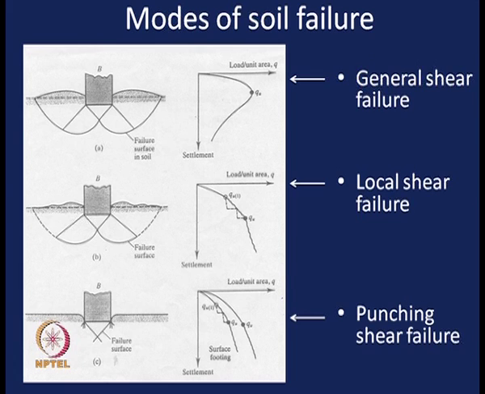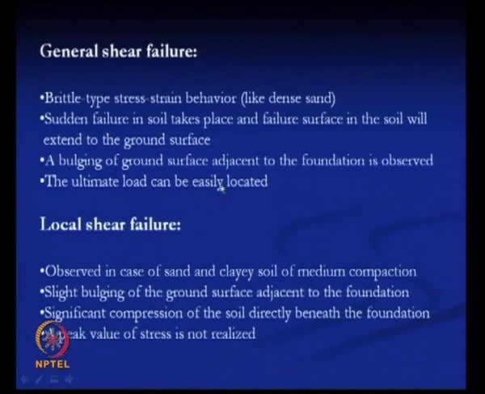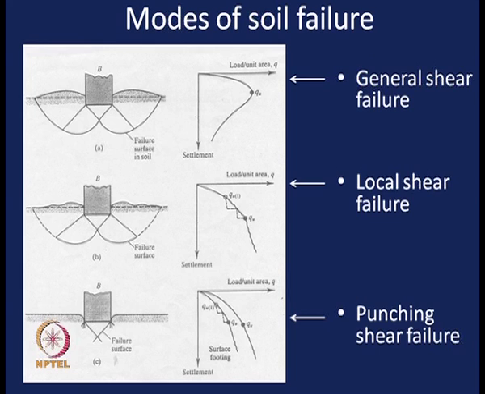So, we can see the prominent failure surface can be observed up to the ground surface. The failure surface is extended up to the ground surface in case of general shear failure, and the bulging of ground surface adjacent to the foundation is observed. We can see this bulging of the ground surface adjacent to the foundation on both sides. And another one, the ultimate load can be easily located. From this curve, this Q u, the ultimate load, can easily be located from the peak of the graph.